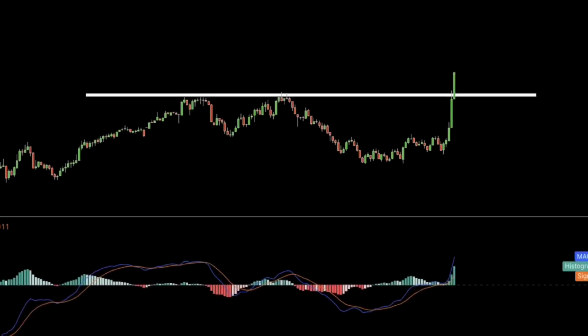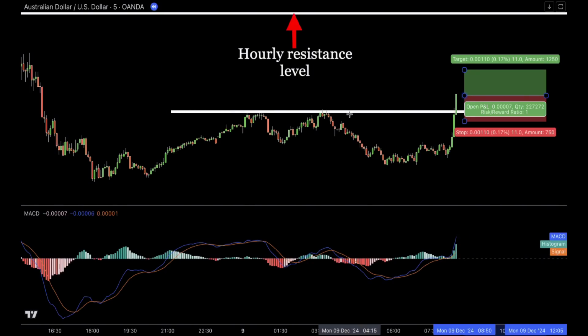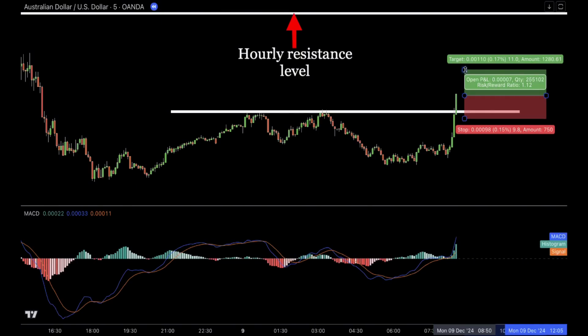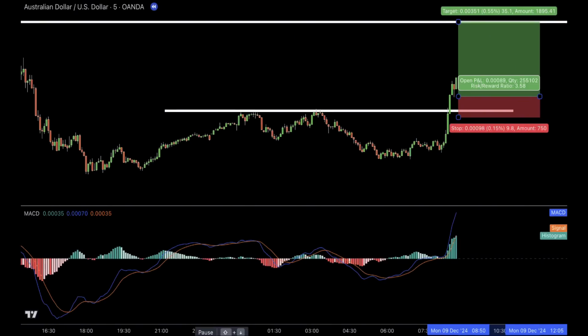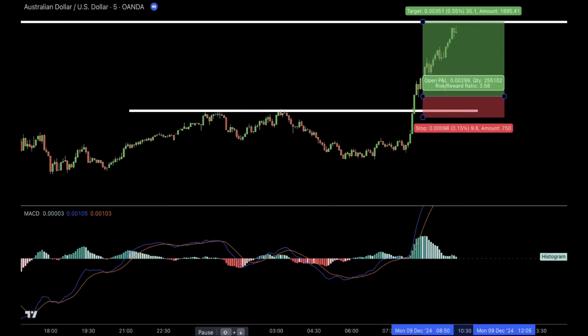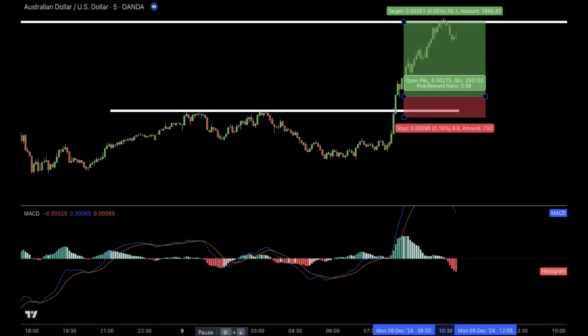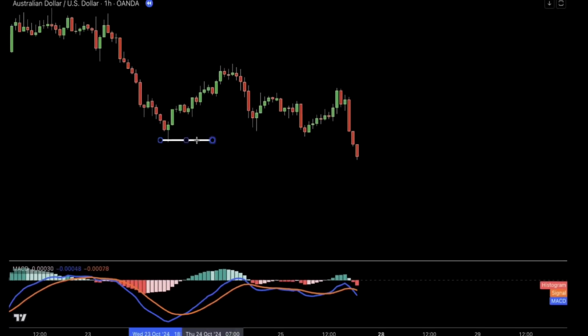Now let's return to the 5-minute chart. The resistance level identified on the hourly chart acts as our target since the market is likely to reverse when it reaches this zone. Here's the trade setup. Enter at the close of the breakout candle. Place your stop loss just below the breakout candle. Set your target at the hourly resistance level. Look at what happened next. The market surged to our target, delivering a 3-to-1 reward to risk ratio.